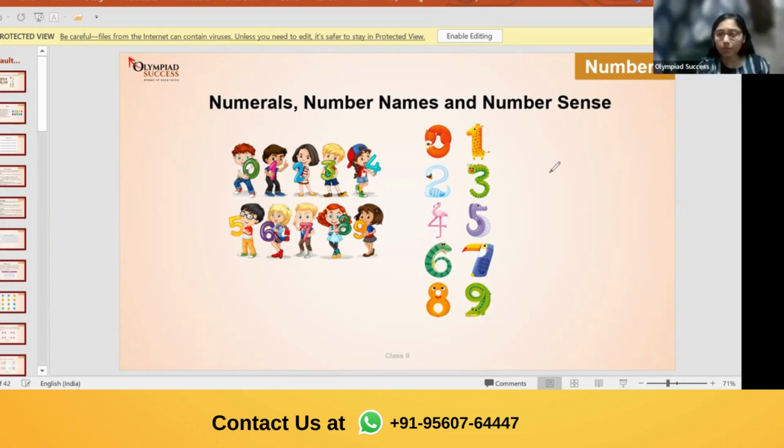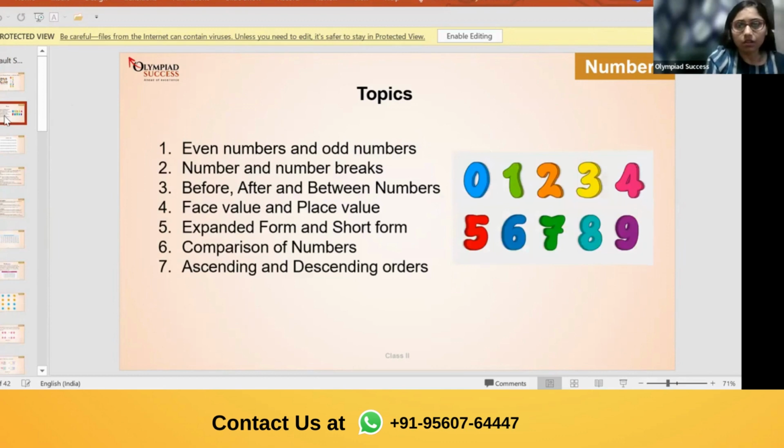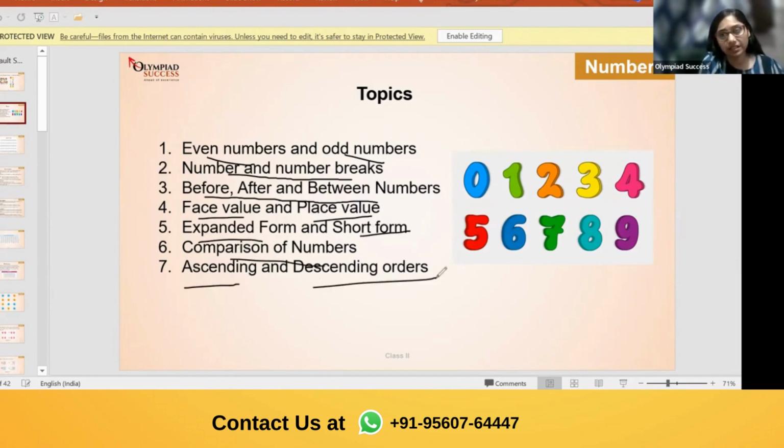Okay, you know number names? All of you know number names up to 100? Yes, ma'am. Number sense. Let's start with numbers. Okay, so today the topics we will cover in number names and number sense: even numbers, odd numbers, number breaks, before, after and between, face value, place value, expanded form, short form, comparison of numbers, ascending and descending. So we will cover one by one. Okay, let's start with even numbers and odd numbers.